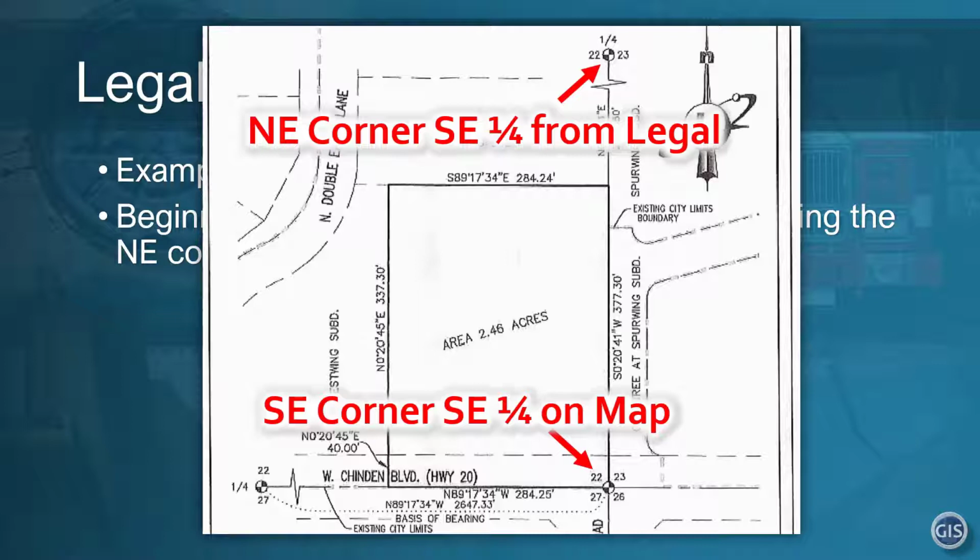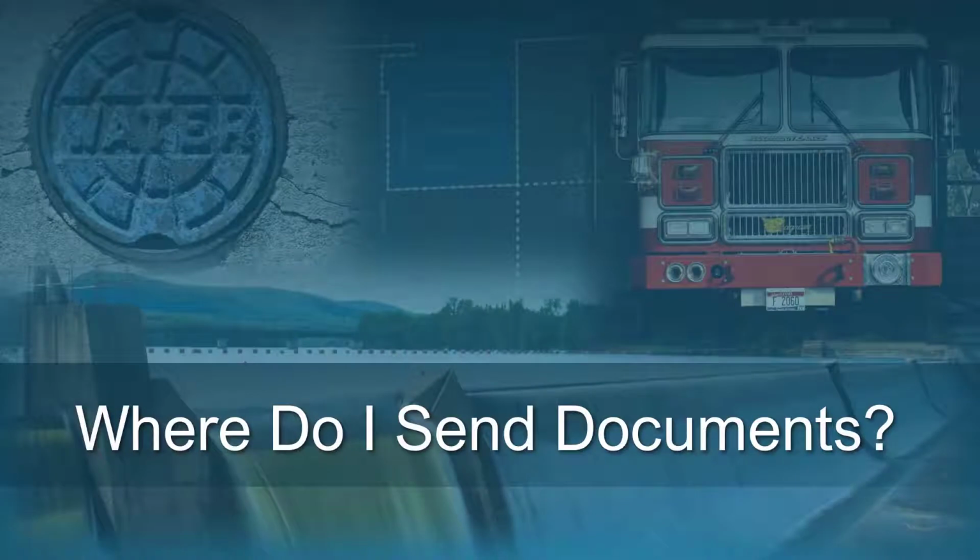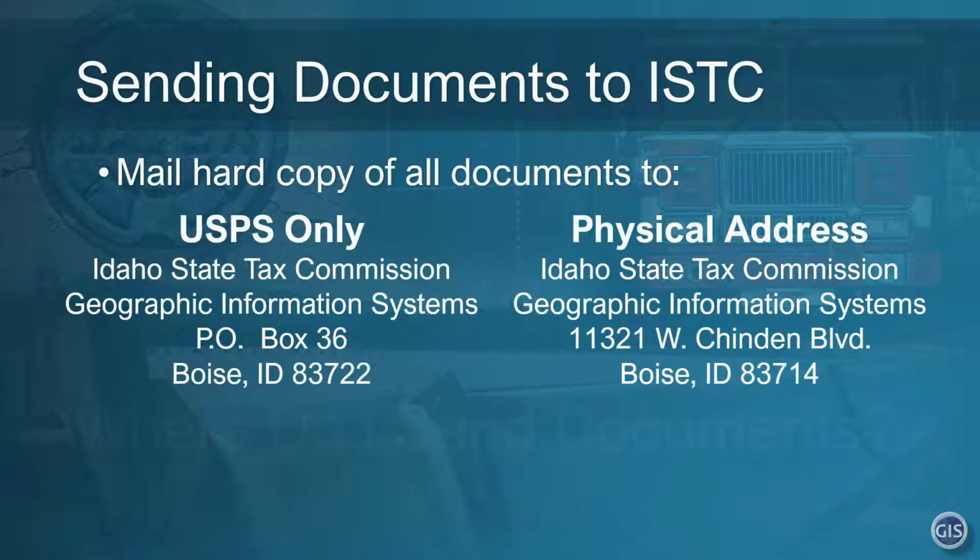Remember, small typos in the legal description can dramatically change what is mapped. Where do I send documents? When you have all of your boundary change documents ready, send them using the United States Postal Service to P.O. Box 36, Boise, Idaho 83722.